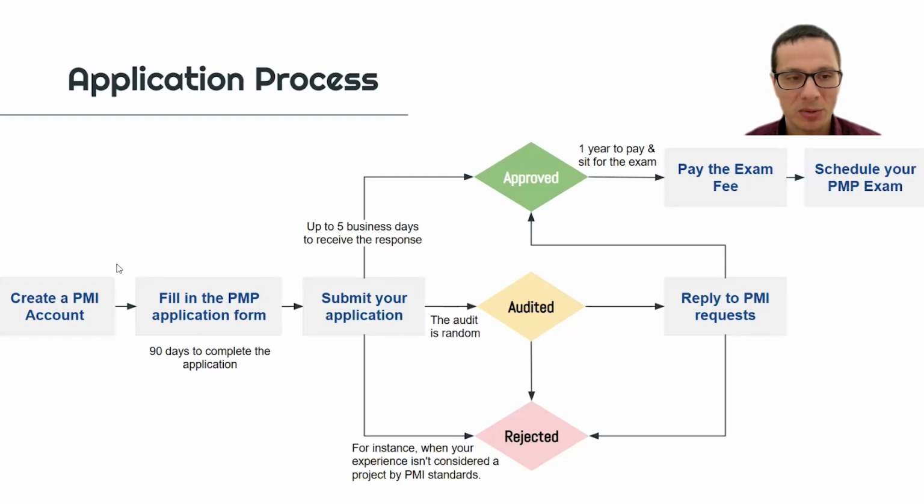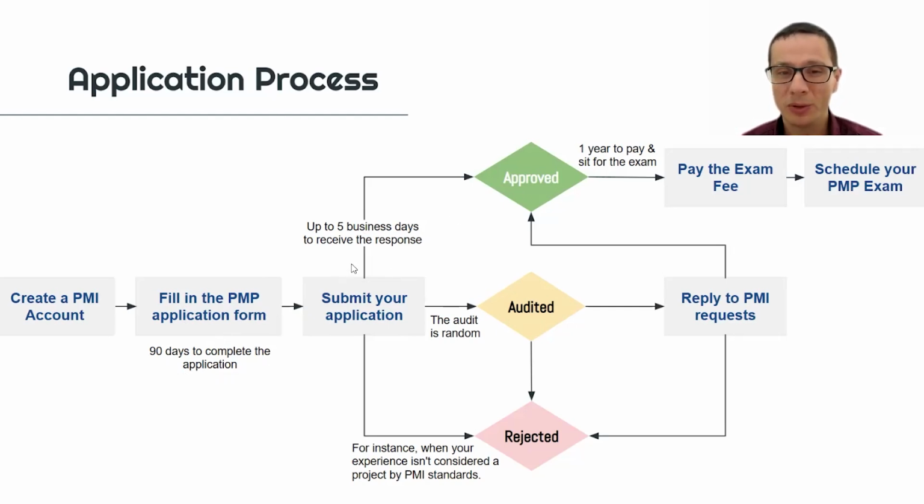You first need to create an account if you don't have one already. I already have a PMI account. I'm already a certified PMP and certified PMI-CP, so I already have an account. You need to fill in the PMP application or the PMI application. In my case, it's the PMI-ACP application. I have already done that. Then I submitted my application, and after around 3 days, I got the approval of the application.